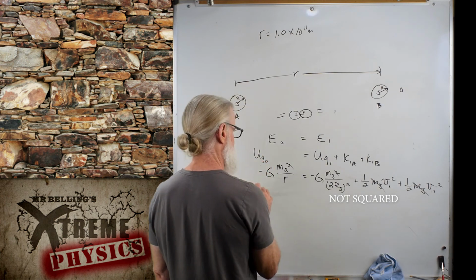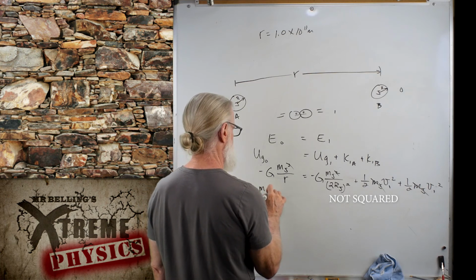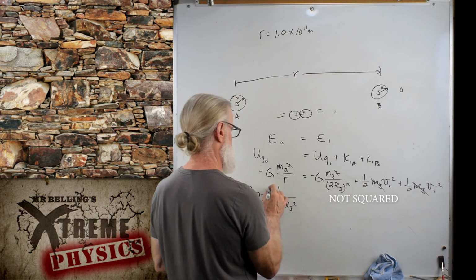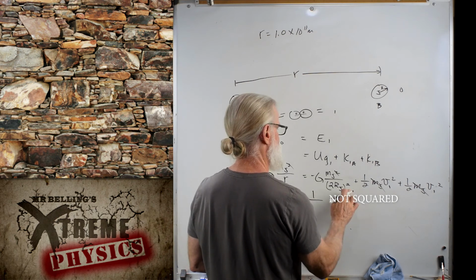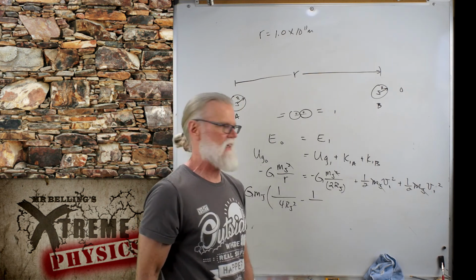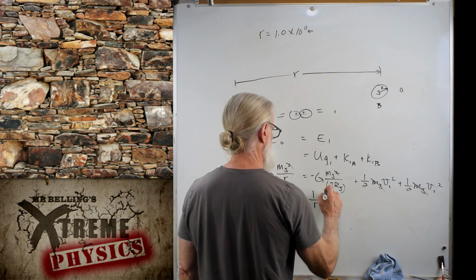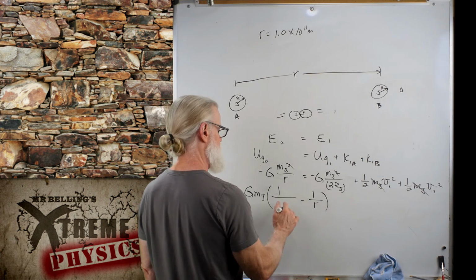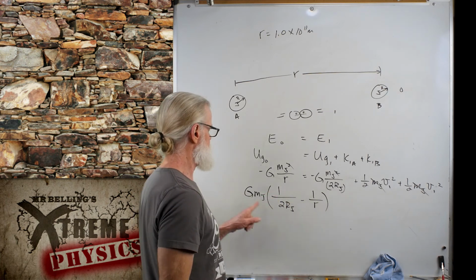So what do we have? We have G, mass of Jupiter, 1/4 RJ, squared minus... that's not squared. Why did I square that? See? I already made that mistake. That's not squared. It's not squared. I think that's right.